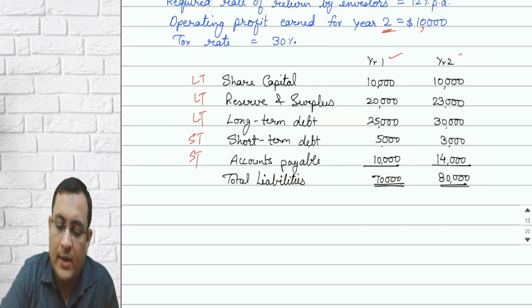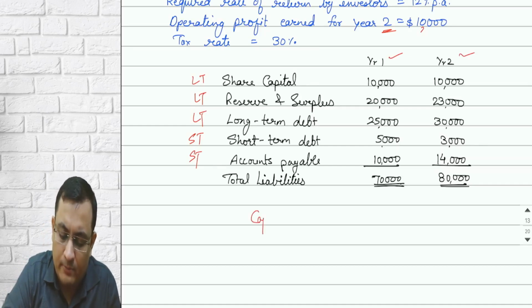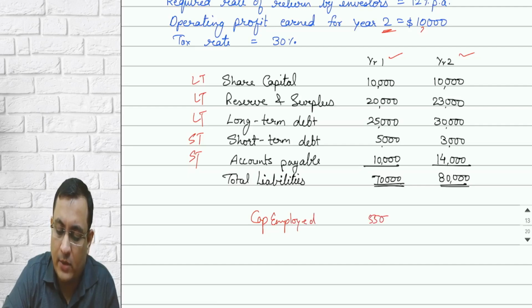For year 1 and year 2, we have to calculate average capital employed. So capital employed for year 1 is how much? 10 plus 20, 30 plus 55,000. Capital employed in this case 10, 23, 33 and 63,000. Average capital employed is 55,000 plus 63,000 divided by 2.